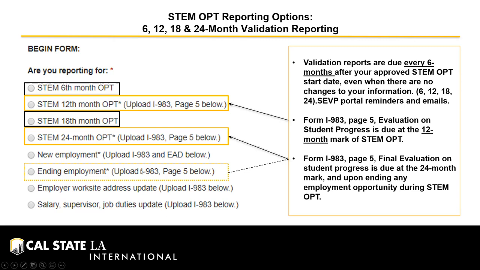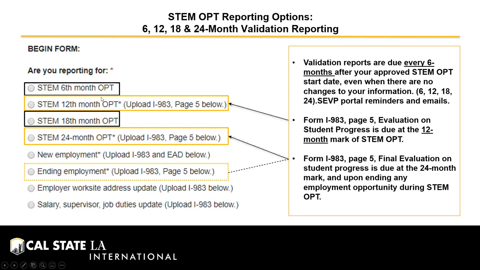Okay, so you'll see on the options, you're going to have an option for a 6-month, a 12-month, an 18-month, and a 24-month. Every single person should be submitting a validation report every 6 months, regardless if a change occurs or not.